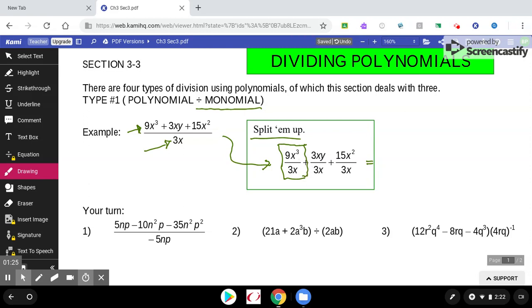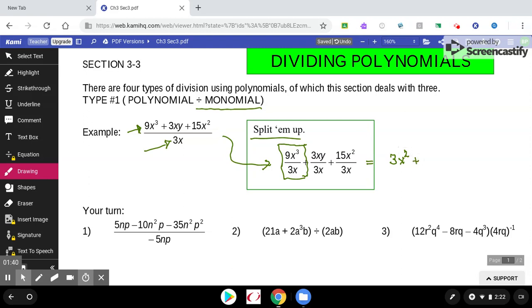So how do we do division of monomials? Well, we divide the coefficients. So there's a 9 and a 3. I'll divide them. And the rule for division on exponents is subtract them. So I have a 3, and I have a 1 on the bottom. That leaves me with 2.